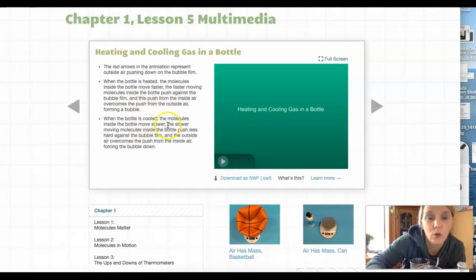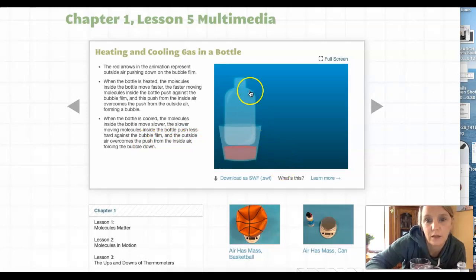When the bottle is cooled, the molecules inside the bottle move slower. The slower moving molecules inside the bottle push less hard against the bubble film, and the outside air overcomes the push from the inside air, forcing the bubble down. Okay, we see this again.